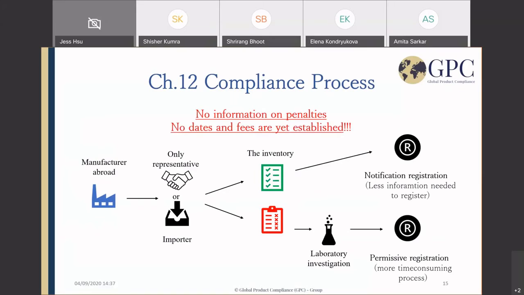There is, however, no information on penalties yet, and no dates and fees that are established. We also expect that to be clarified in the second part of this regulation that is yet to come. So please bear that in mind.